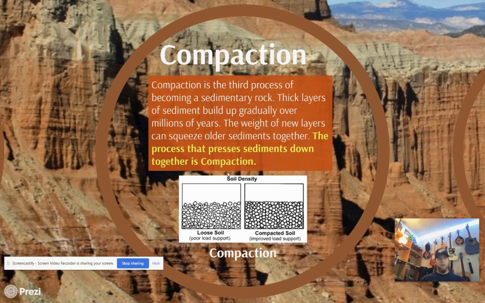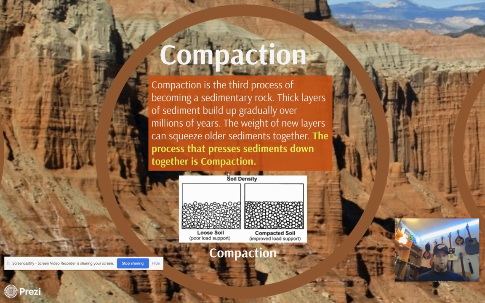So compaction is a third process of becoming a sedimentary rock, where thick layers will gradually build up. And this isn't just like, oh, in 10 years, you're going to have this much. This takes millions of years. So it's not something that happens quickly. Now, the Grand Canyon, the carving and cutting of it has happened relatively quickly, but the deposition of all the rock in there took millions and millions of years.